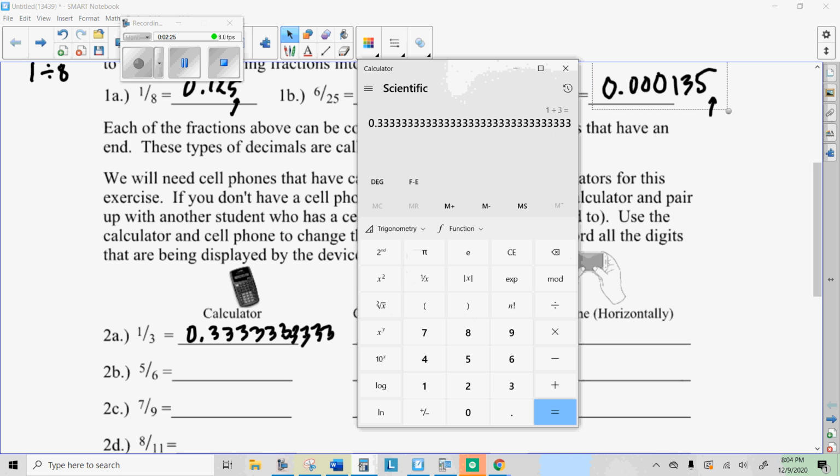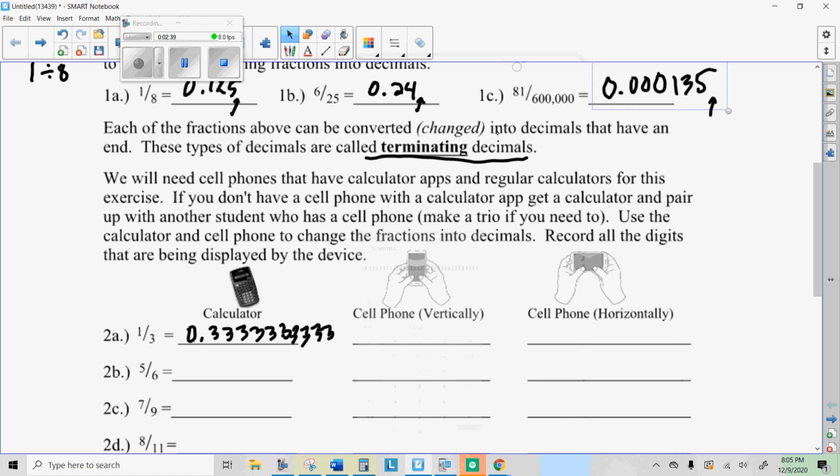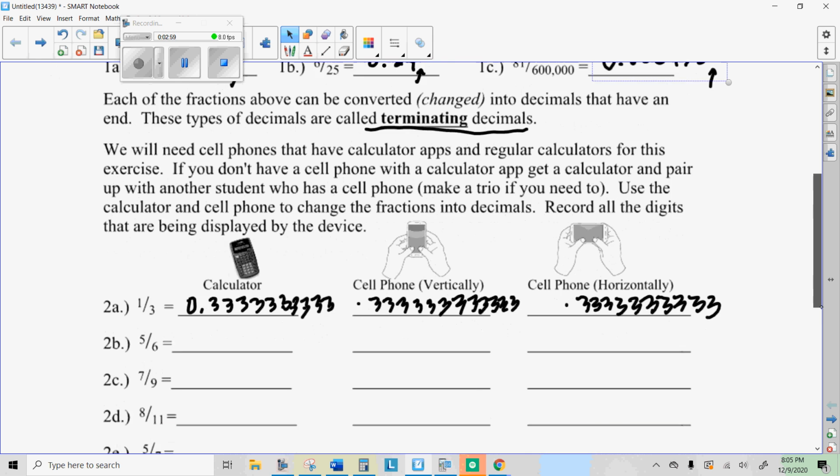And you can do it two ways. It says vertically and horizontally. But you can also use your calculator on your computer if you want. But 1 divided by 3 equals, and notice it goes a little bit further there on that one. I didn't count how many there were, but if you hold it horizontally, you will get even more, I think. Anyway, check that out with your phone app, see what happens. Fill in the rest of those.